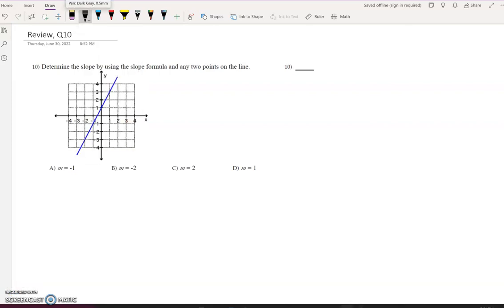All right, so we're looking at question 10 from the test review, and we're asked to determine the slope by using the slope formula and any 2 points on this line. Now, points on this line, there's an infinite number of points there, so we want to be very specific about which ones we pick. Anytime we're trying to find the slope of a line, we want to go after points that land right on where the dotted lines for the x's and the y's meet.